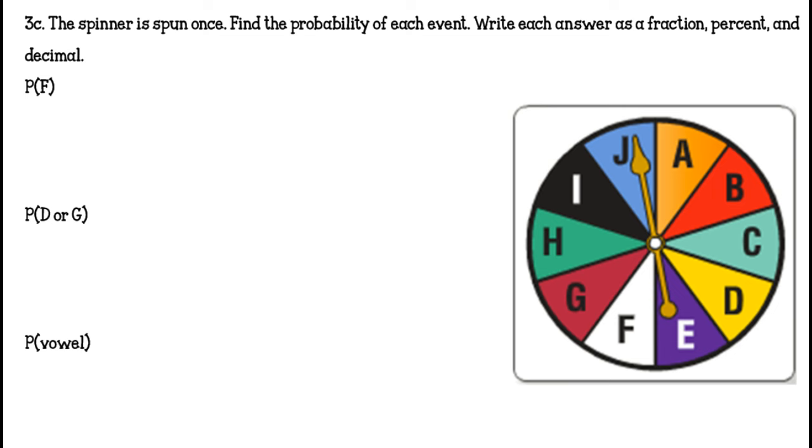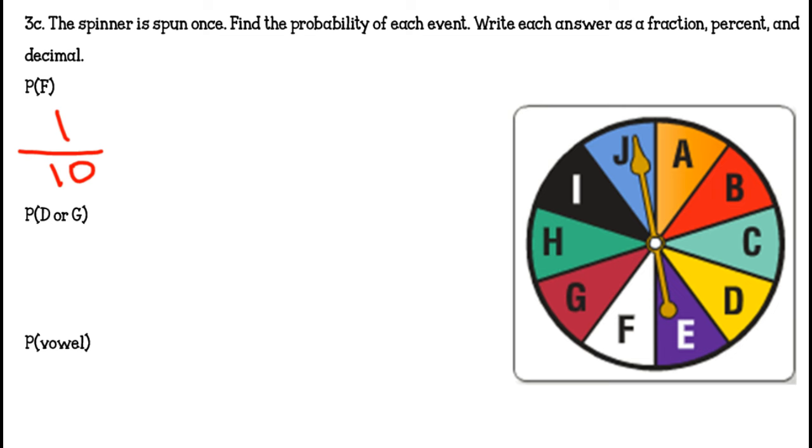3c, the spinner is spun once. Find the probability of each event. Write each answer as a fraction, percent, or decimal. So the first one is find the probability of F. The first thing we need to do is find how many total outcomes are possible. So A, B, C, D, E, F, G, H, I, J. That is 10 sections total. So there are 10 possible sections for it to land on, and only one of those is labeled with an F. So that is a 1/10 probability.